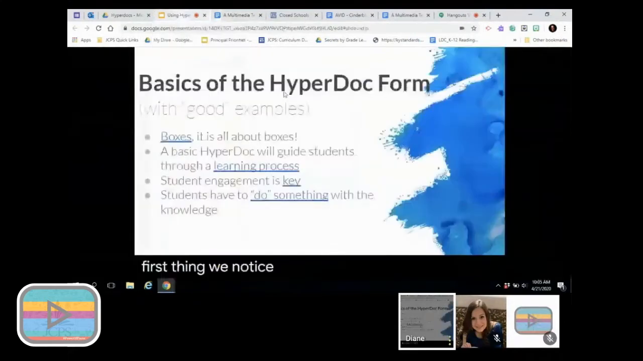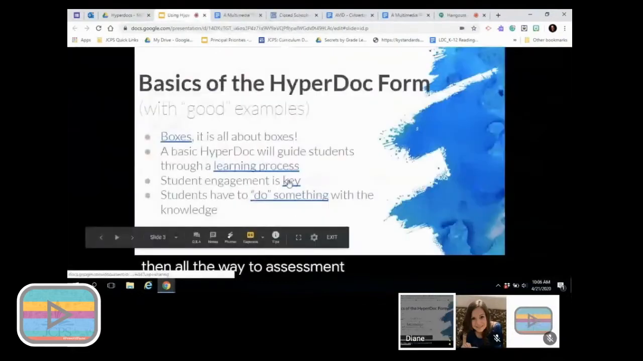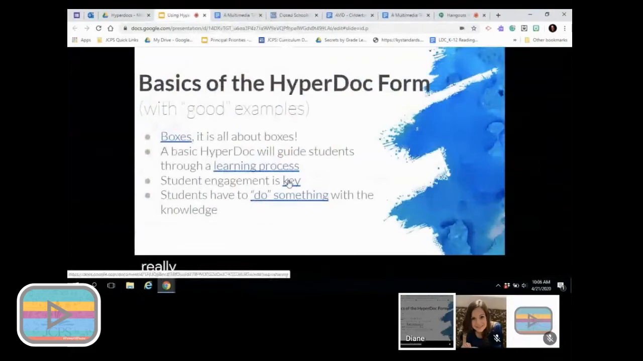It's all about boxes. A basic Hyperdoc always guides students through a learning process. As I said, Highfield et al. really push the explain, explore, apply, and guidance through steps. This is a lovely example from Health and PE, taking us through the cardiovascular system. If you notice, here's the step, and it goes through what it is, some labeling, and then all the way to assessment.